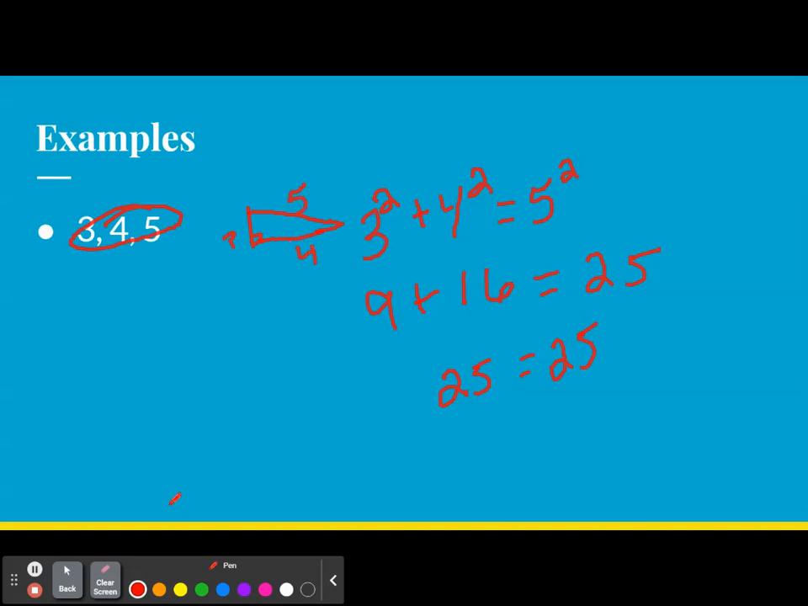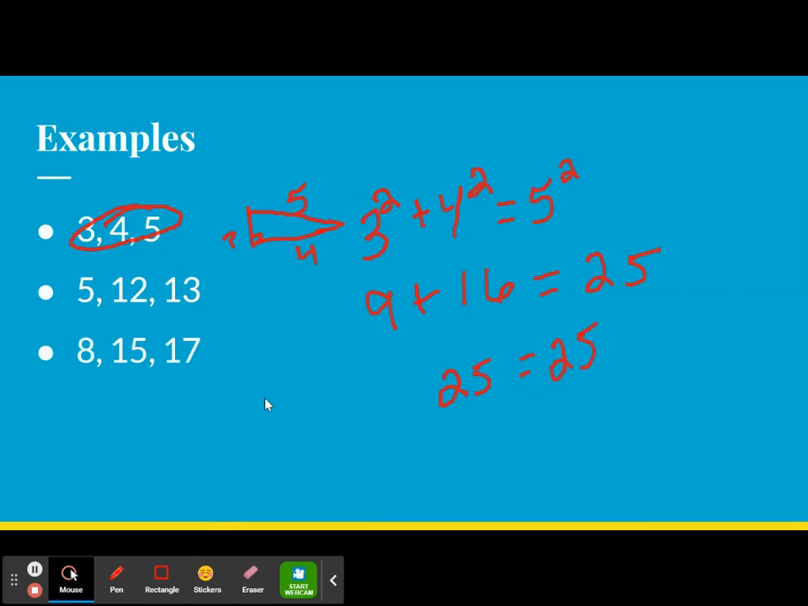Some other Pythagorean triples are 5, 12, and 13. Another Pythagorean triple are 8, 15, and 17. And 7, 24, and 25. Okay, so those are some Pythagorean triples that you could possibly have.